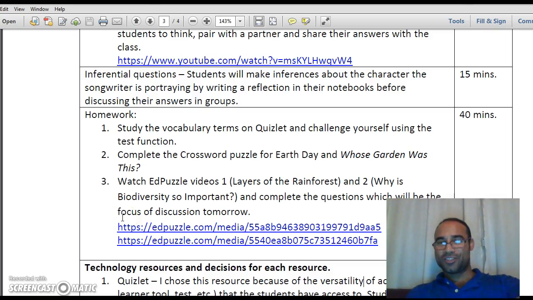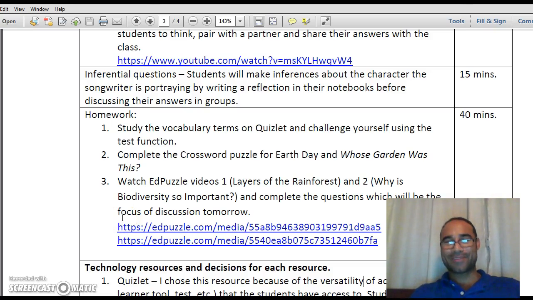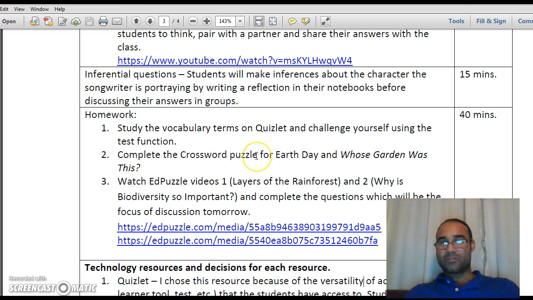So this is part 2 of lesson 1, and we're going to talk about the homework activities, which should take roughly 40 minutes. First was to study the vocabulary terms on Quizlet using the test function. Completing the crossword puzzle for Earth Day, which I showed in the previous video. And then watch the EdPuzzle videos 1, Layers of the Rainforest, and 2, Why is Biodiversity so important, and complete the questions, which will be the focus of discussion for tomorrow.